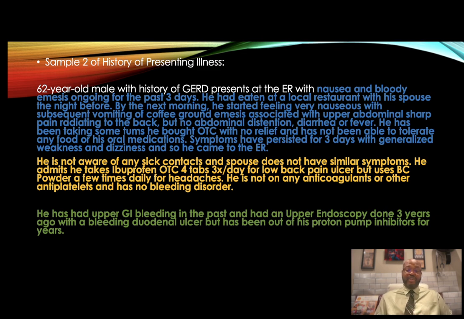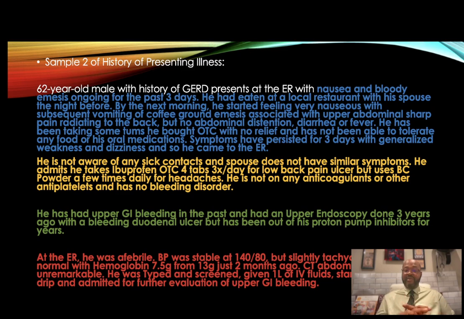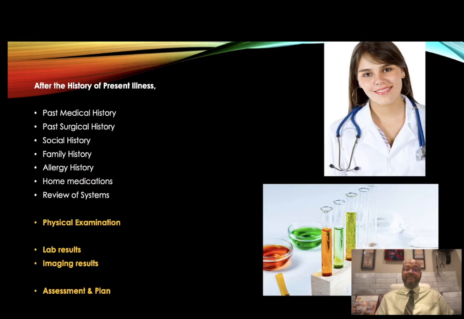And of course, the optional fourth paragraph. At the ER, he was afebrile, blood pressure was stable, slightly tachycardic, WBC was normal, hemoglobin was 7.5 grams, a drop from 13 grams 2 months ago. CT abdomen was unremarkable. He was typed and screened, given some IV fluids, started on proton pump inhibitors, and admitted for further evaluation of his upper GI bleeding. Again, this is the breakdown.